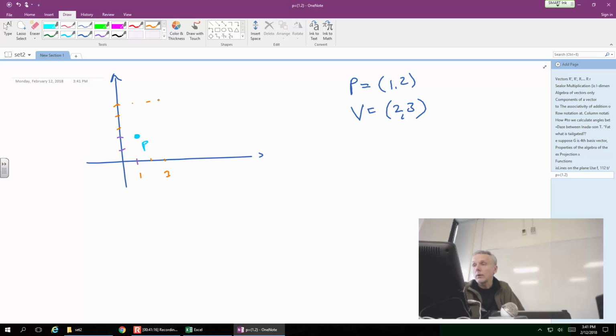So this is where I am. In a way, I'm finding the second point, that's all. So this is my vector v, (2, 3). Look at the coordinates. They are 2 and 3, components of this vector. And that way I find another location for us.